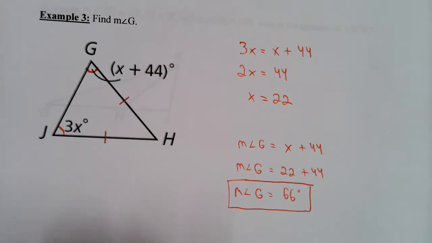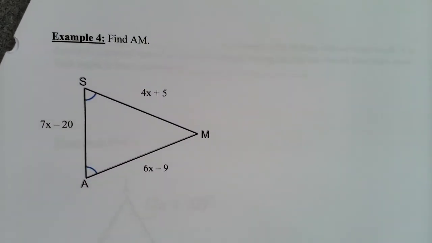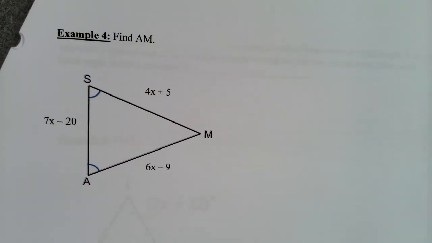Okay, let's try example 4 next. Find AM. Interesting. So this one has a little trick to it. Okay. 7 times 7. Oh, yeah, that's fine. Okay, so again, there's a little bit of extra information in this diagram.